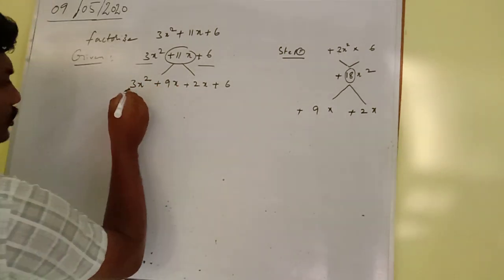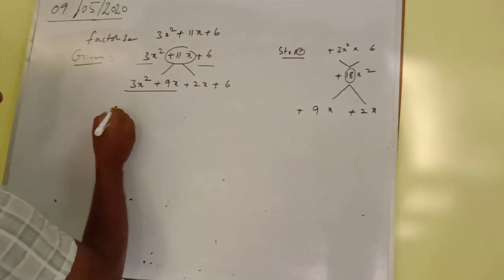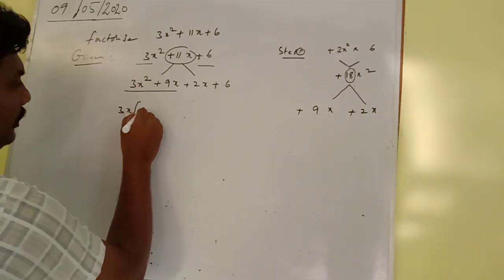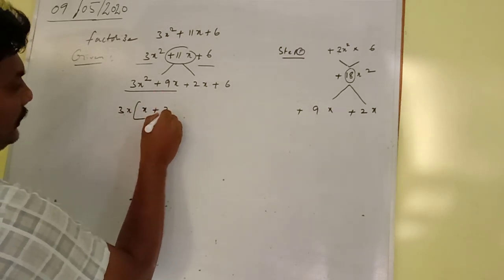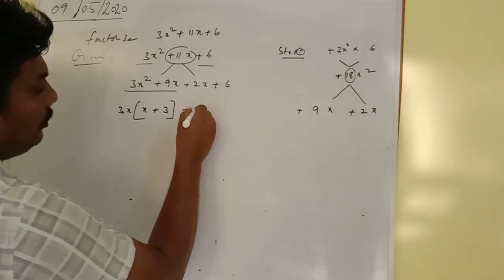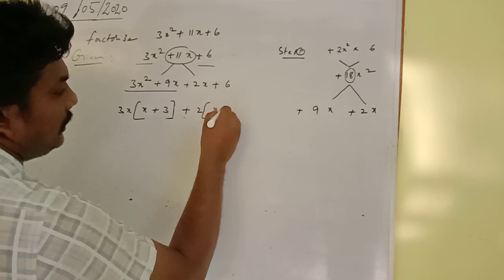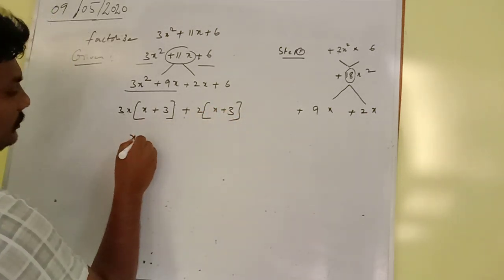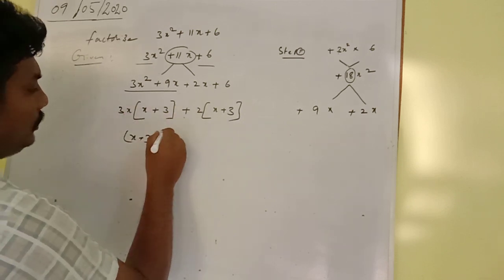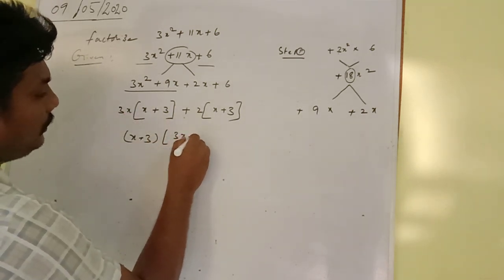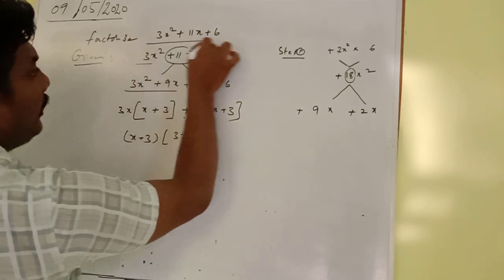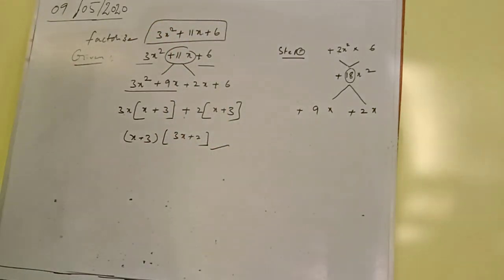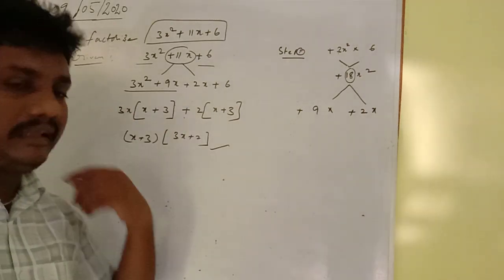From these first two terms, we take the common 3x. Remaining will be x plus 3, so 3x into x plus 3. Now from the next two terms take 2 as common, which is also x plus 3. Now take common x plus 3 from these two terms, so it becomes x plus 3 into 3x plus 2. Now the given polynomial is factorized like this, and these are the two factors.